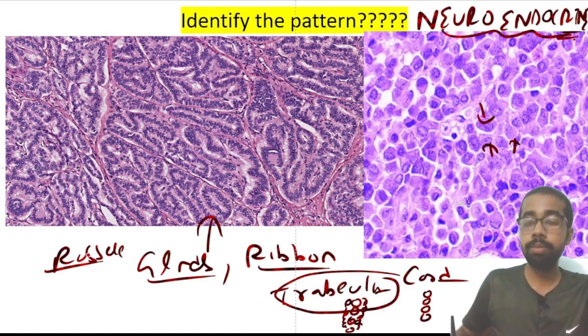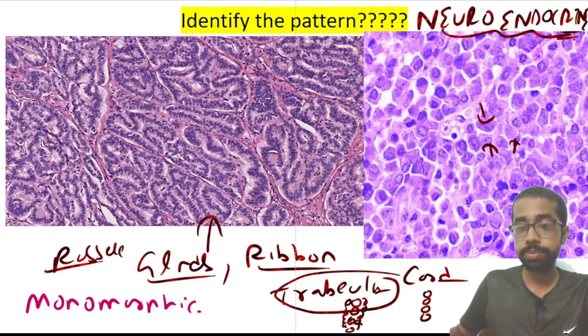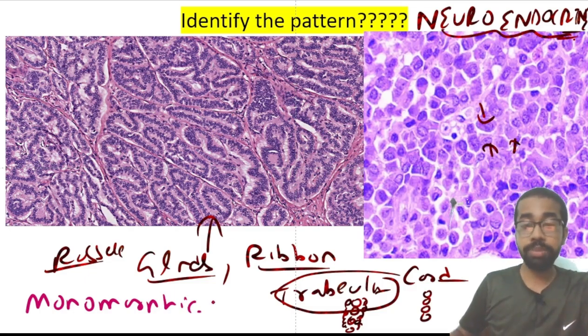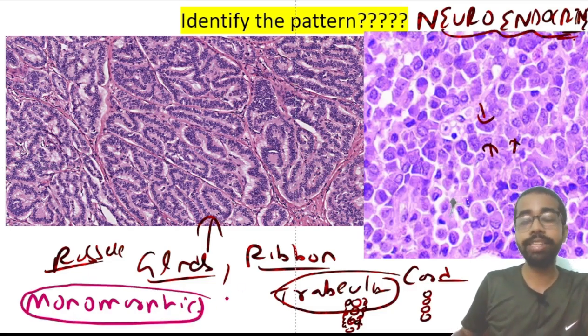And believe me, one thing you need to know regarding neuroendocrine tumors is that they are monomorphic. Very, very important. So monomorphism is very important. That will help to tell that it is a neuroendocrine tumor.